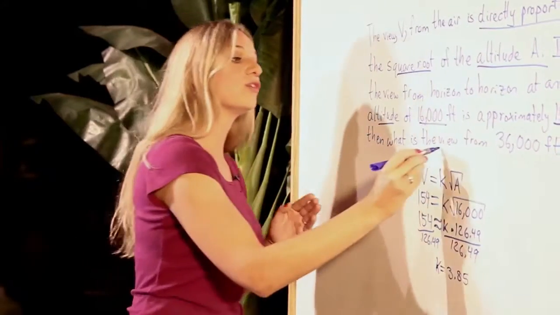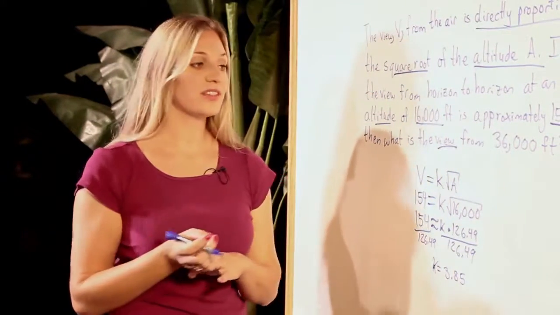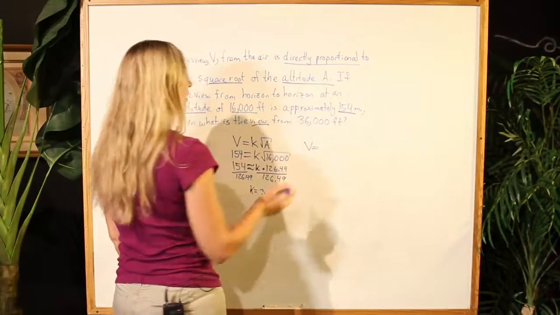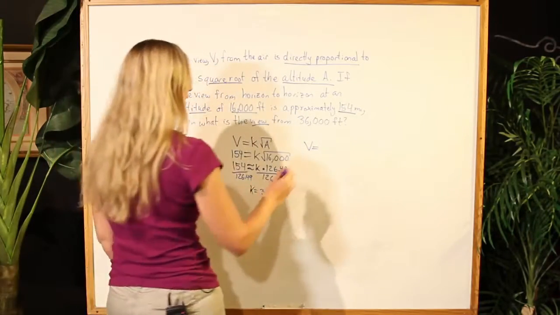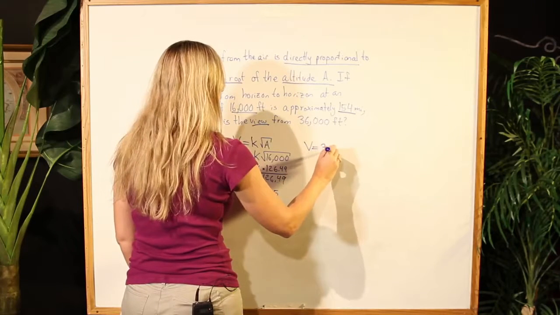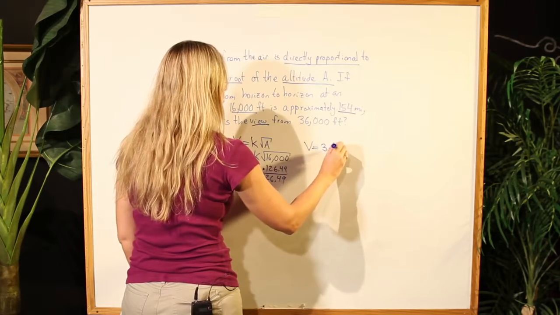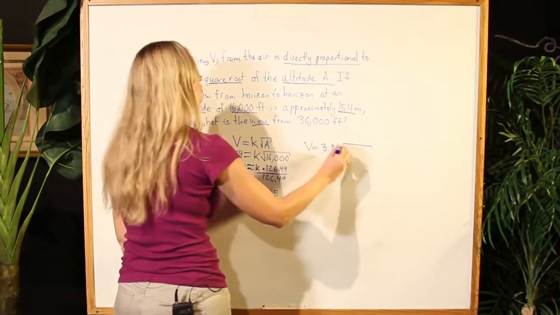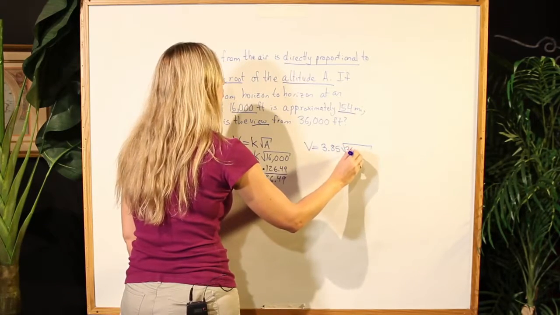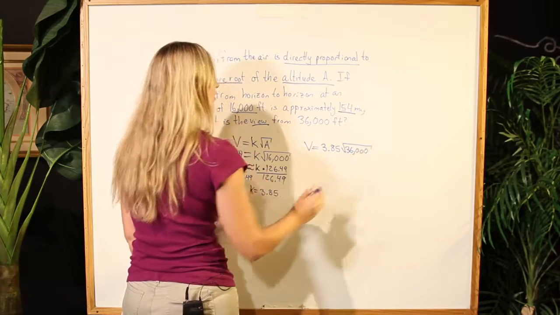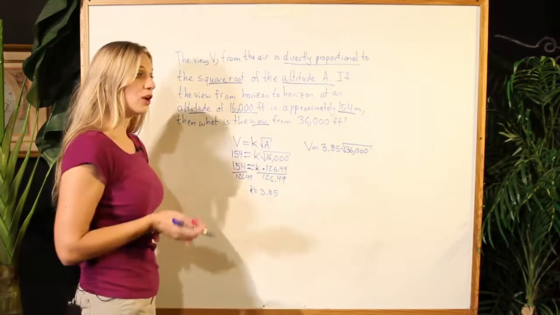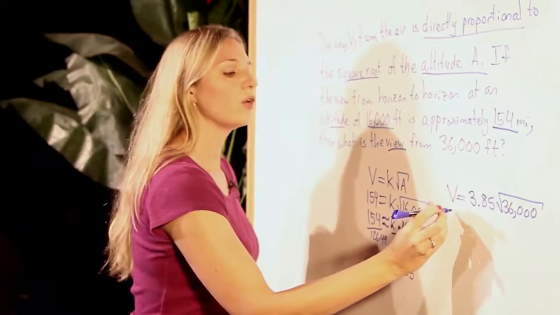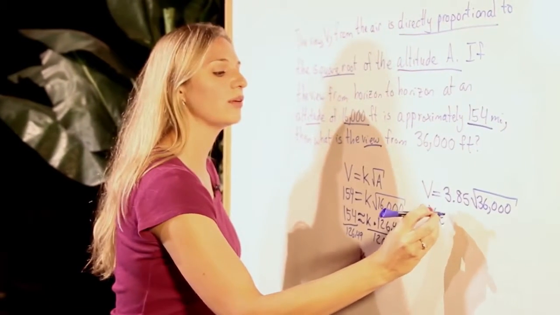Now that we have that k value, we are going to use that to determine what the problem is asking us, the view from 36,000 feet. Well, we will set up our equation again. We're looking for v, our view. We now have a k value of 3.85 to substitute in, and we multiply this by the square root of the altitude. Here, our altitude is 36,000.